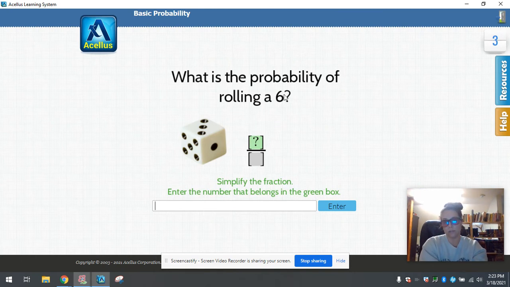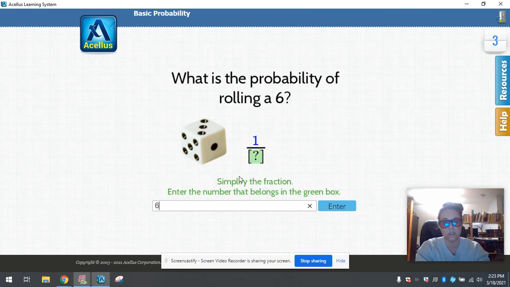What is the probability of rolling a 6? You have 1 chance of rolling a 6 out of 6 total rolls, or 6 total options, 1 chance in 1 roll of rolling a 6 out of the 6 possible numbers you could get. So it's 1 out of 6.